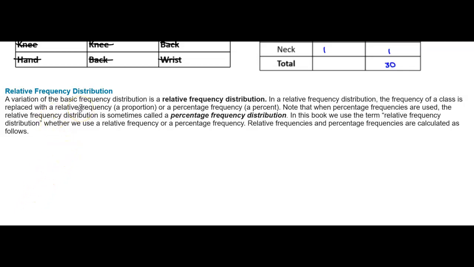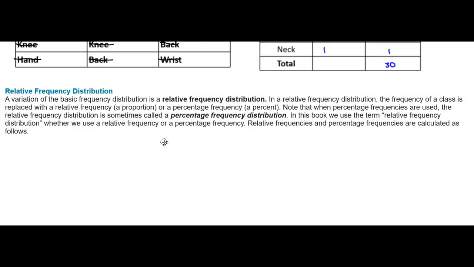Relative frequency distribution. A variation of the basic frequency distribution is a relative frequency distribution. In a relative frequency distribution, the frequency of a class is replaced with a relative frequency, or a proportion, or a percentage frequency as a percent. Note that when percentage frequencies are used, the relative frequency distribution is sometimes called a percentage frequency distribution.